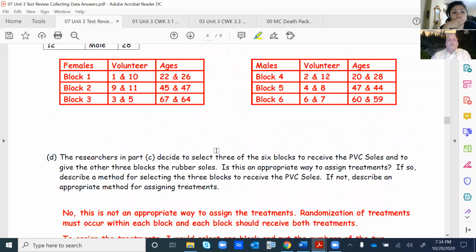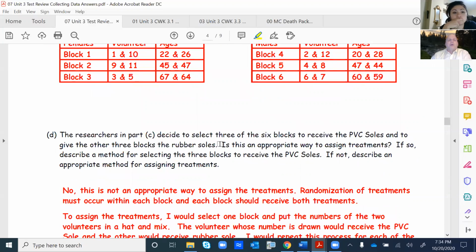All right. The researchers in part C decided to select 3 of the 6 blocks to receive the PVC soles and to give the other 3 blocks the rubber soles. Is this an appropriate way to assign the treatments? And the answer is no. You must randomly assign within the blocks. Here's the issue.